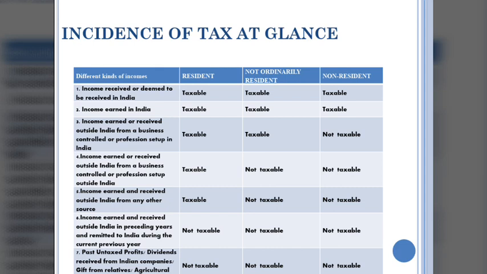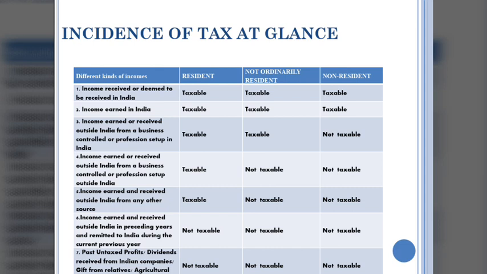Then the next one is incomes earned and received outside India in the preceding years and remitted to India during the current previous year. That is, you have incomes which you have earned and received outside India in the preceding years, but you have remitted to India during the current previous year. That is not a problem. It has been earned in the preceding years and now only you are remitting in the current previous year. So it is not taxable to anyone: resident, not ordinary resident, and non-resident.